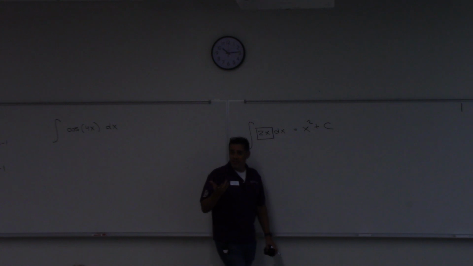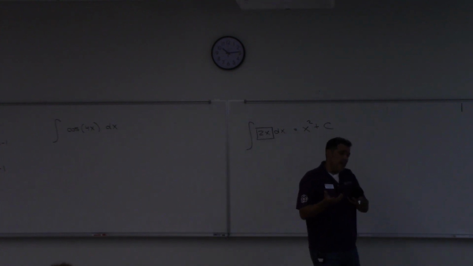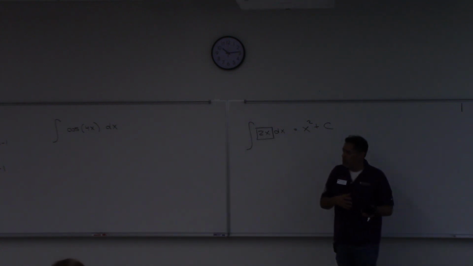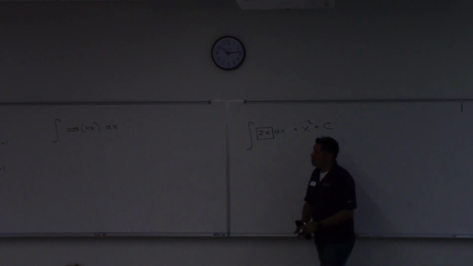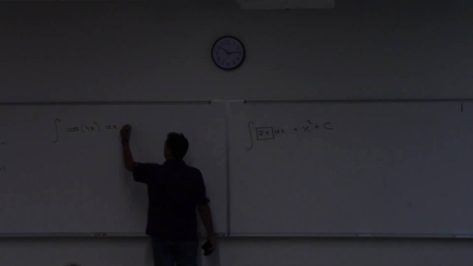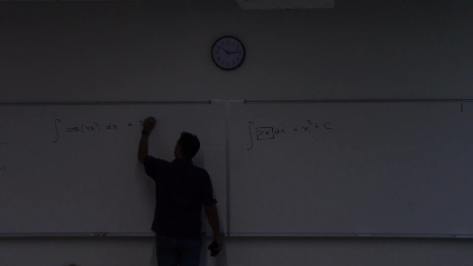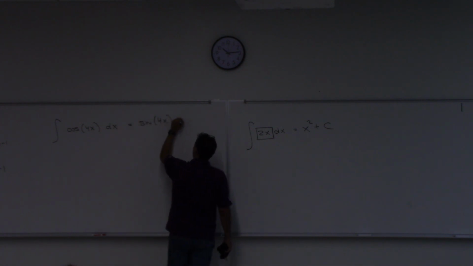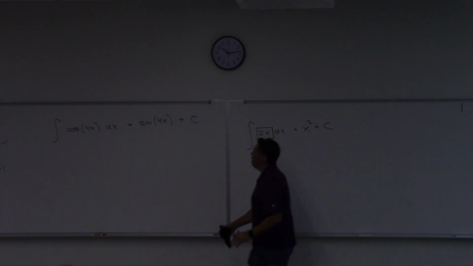So your first instinct is probably, okay, well look, it's cosine, right? The antiderivative of cosine should have something to do with sine, yes? And I think a good starting point for a guess on this would be sine 4x, right? I mean, let's just guess. I'm taking kind of a guess here. Is that right? Does that work?